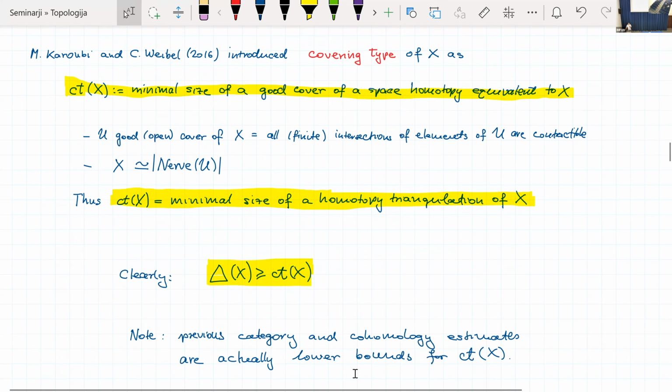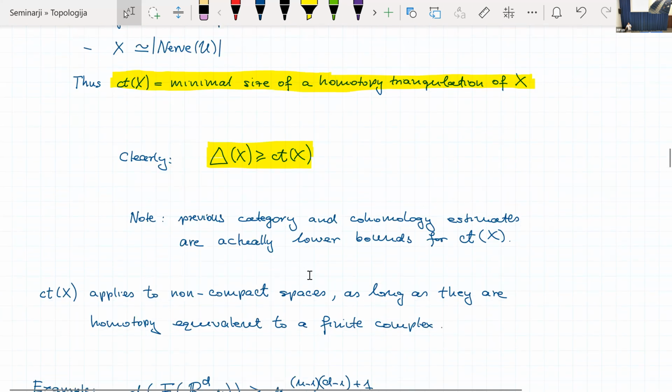And yes, it is not surprising that the previous invariants actually estimate lower bounds for the covering type of X. So from this point on, I'm going to talk only about the covering type as a proxy for the number of vertices. Okay. A useful thing here is that it's homotopy invariant and that it applies to non-compact manifolds, non-compact spaces, at least if they are homotopy equivalent to compact ones.